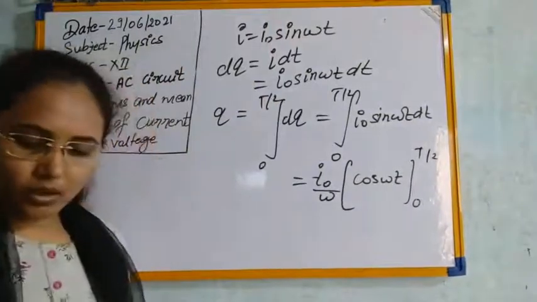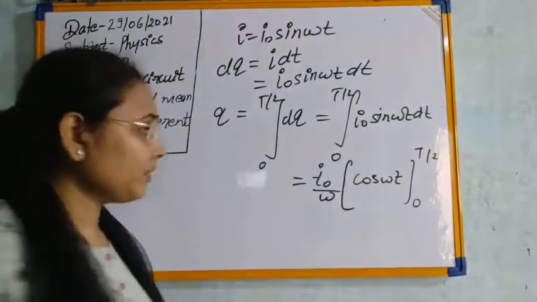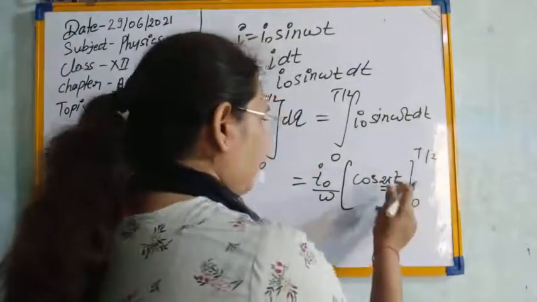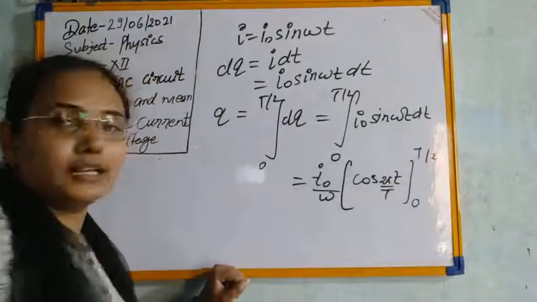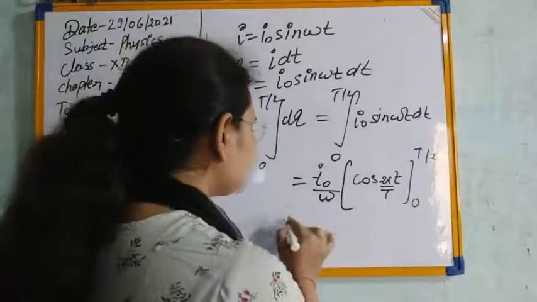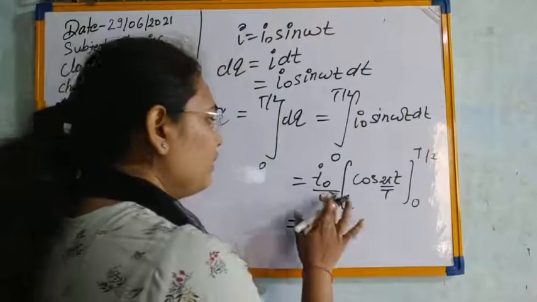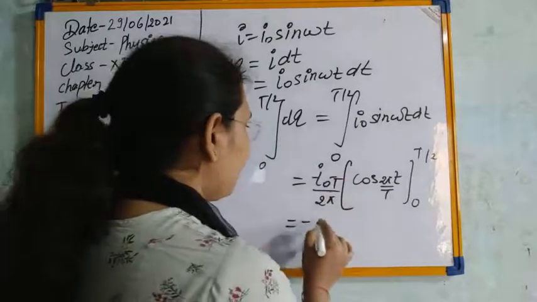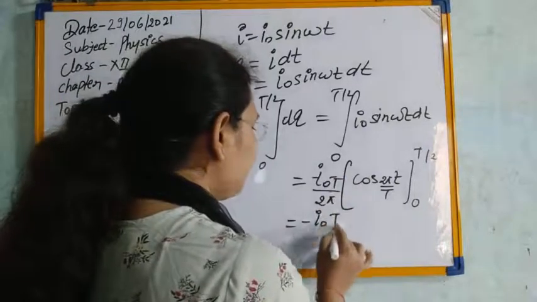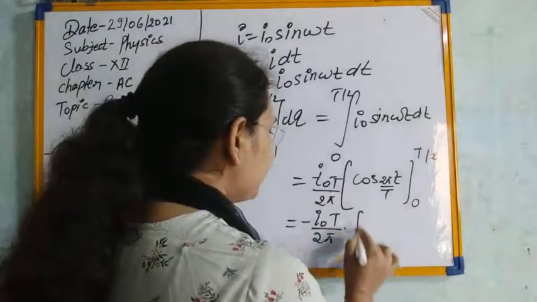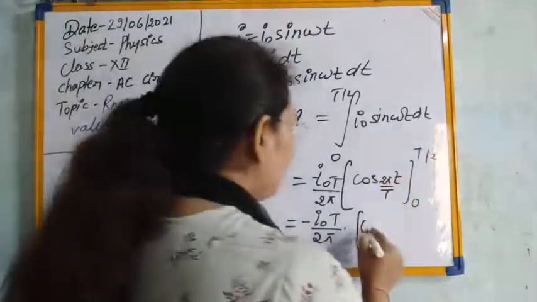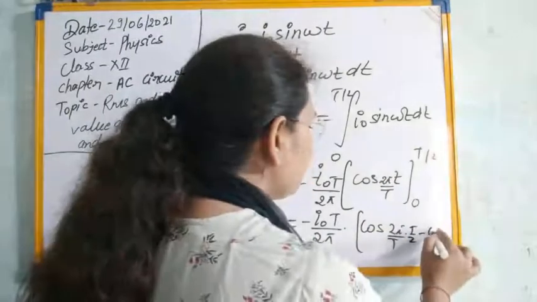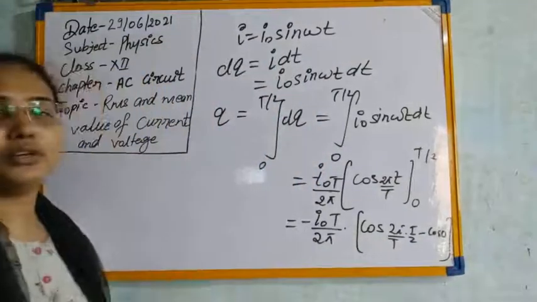Now we can write cos omega t here. In place of omega we can write 2 pi by capital T, as we have to put the value of t in terms of T here, so we will convert it in this way. Also you can convert the value of omega in T, so this is 2 pi by T, so here you can also put it. So finally we will have I0 capital T upon 2 pi, and inside the bracket if we put the upper limit, this will be equal to 2 pi by T into T by 2, minus, if you put the lower limit, cos 0 here.